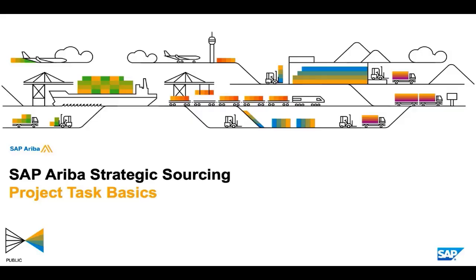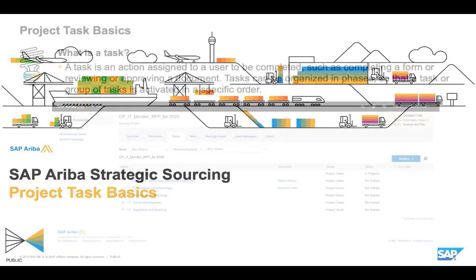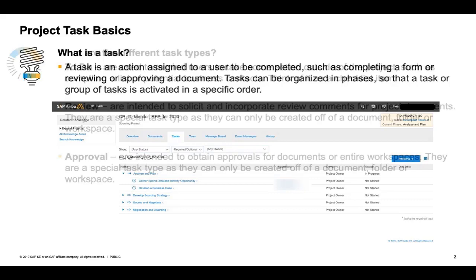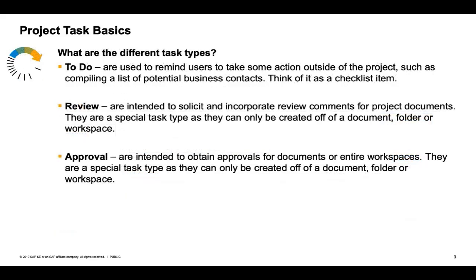In today's session, we are going to discuss project tasks and how they are used within workspaces. Tasks are used to facilitate various processes within the sourcing suite of products. For example, in the contracts module, they're used to track the authoring of a specific contract and then transitioning from authoring to review, from review to negotiation, from negotiation to approval. The system does this by using various task types.